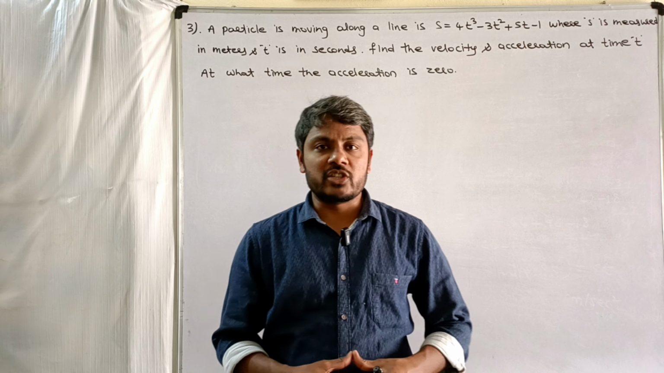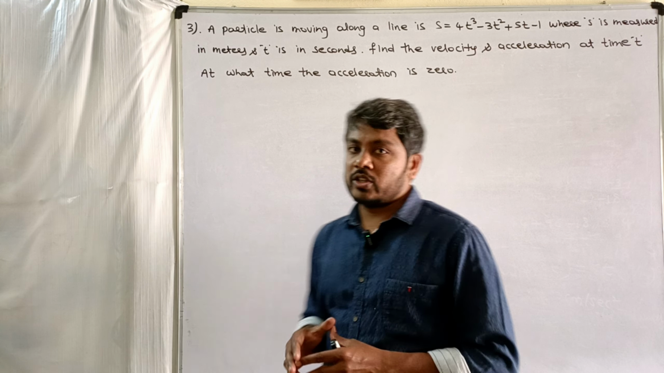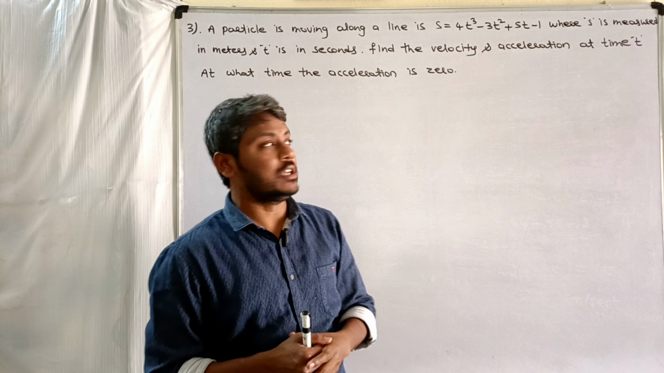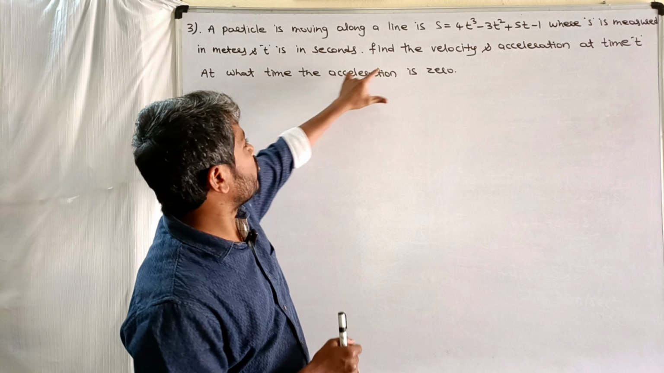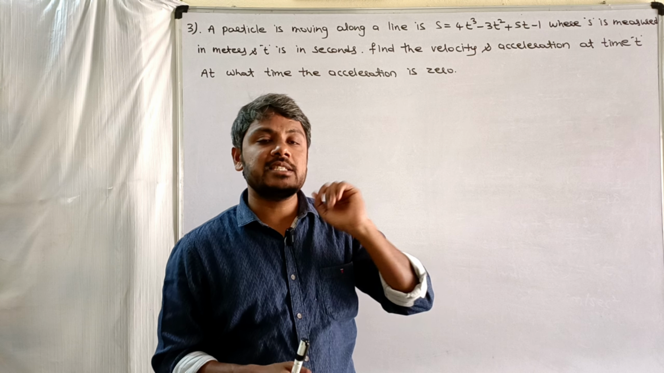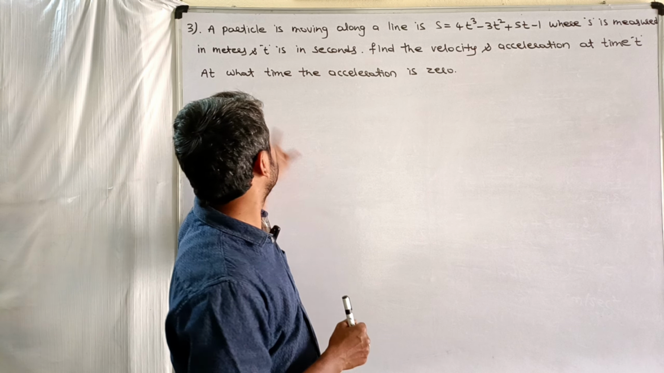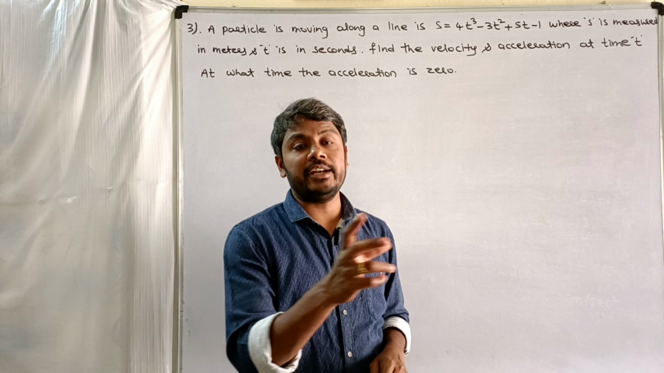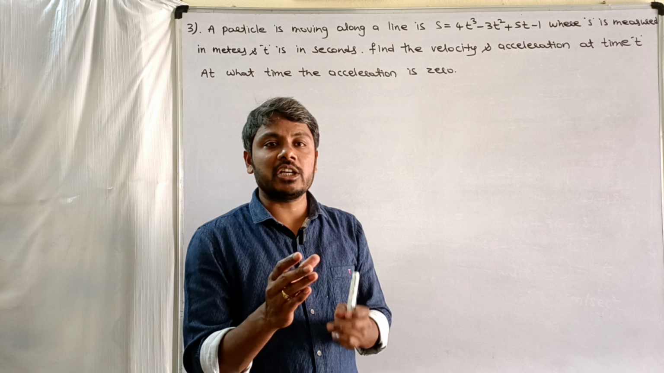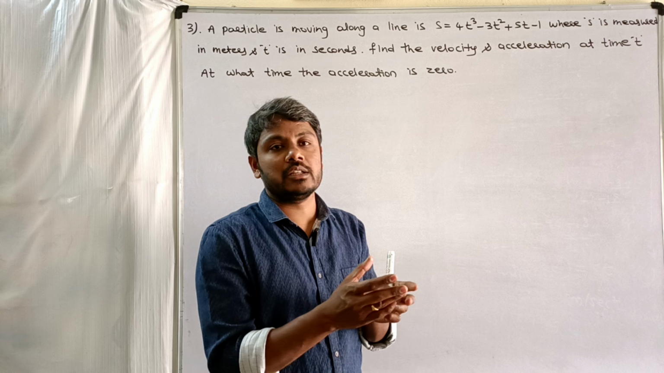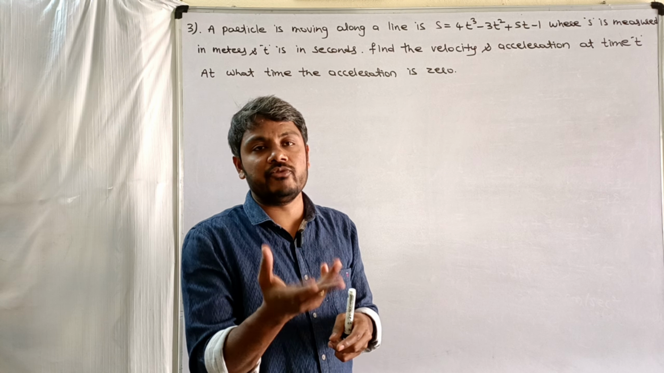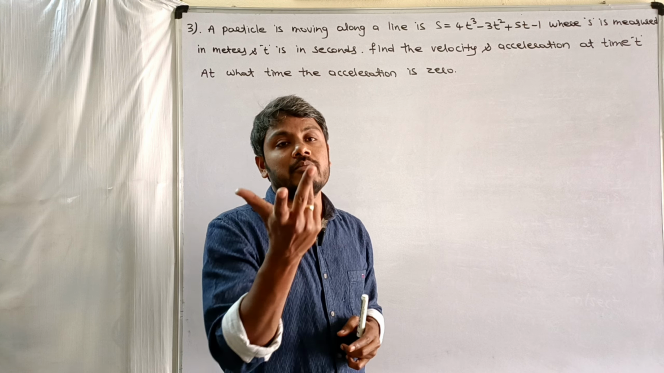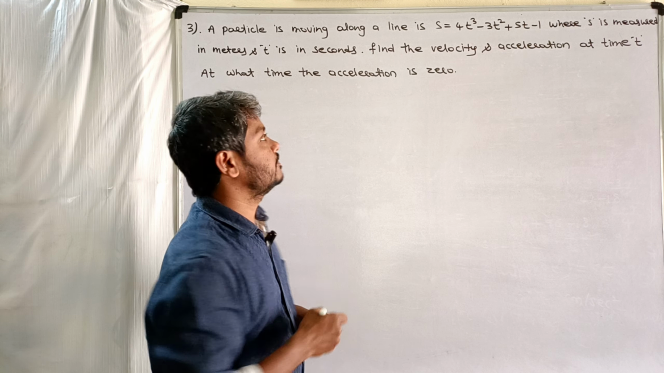Okay. So next, question number 3. Here also the given function s is 4t cube minus 3t square plus 5t minus 1. Find the velocity and acceleration at time t, and also at what time the acceleration is 0. First, you can find velocity. Velocity is the rate of change of s, that is ds by dt equals v. Next, acceleration is the rate of change of v.